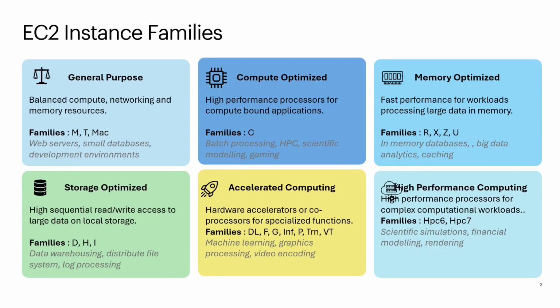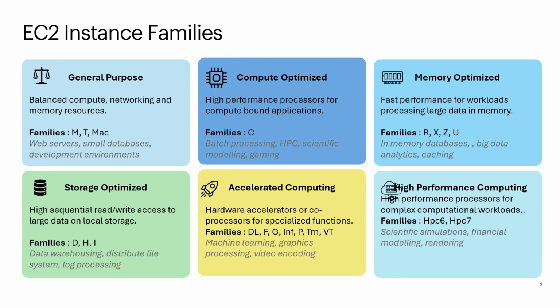Then we have storage optimized instances. These are designed for workloads that need high sequential read and write access to very large datasets stored locally. Instances of these families start with D, H, and I. I is optimized for low latency, high transaction workloads such as high frequency trading, NoSQL databases, and OLTP systems. D is suited for dense storage workloads like big data analytics and Hadoop clusters. H is optimized for high disk throughput, often using distributed file systems or data warehousing.